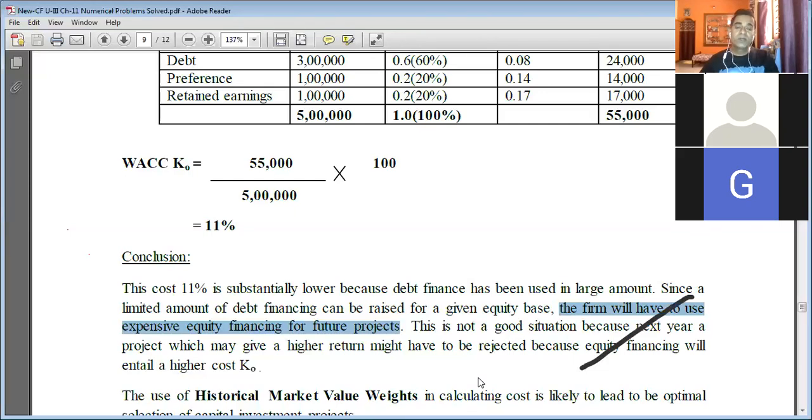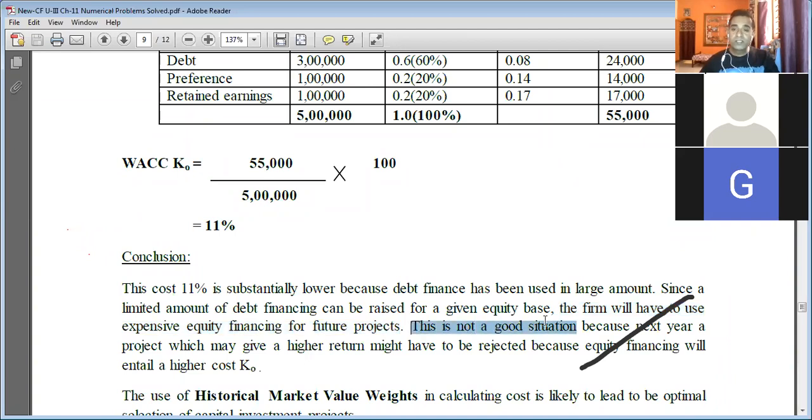That is what we learned in marginal weights. One of the disadvantages is that it doesn't take a long-term view. The firm will have to use expensive equity financing for future projects. Since this year the company has already used 60% debt capital, next year it cannot increase the proportion of debt capital. It has to increase the proportion of equity capital in the total capital. So use of equity capital increases the cost of capital.